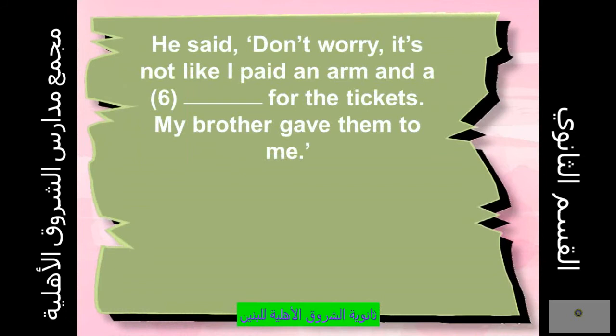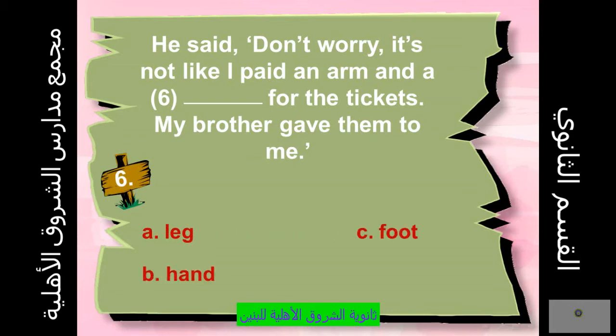He said, "Don't worry, it's not like I paid an arm and a leg for the tickets, my brother gave them to me." Arm and a leg, hand, foot, head? The right answer here is arm and a leg, which means that it costs him a lot of money.